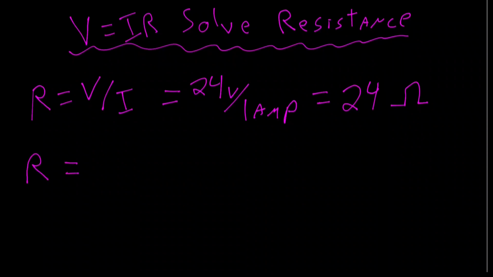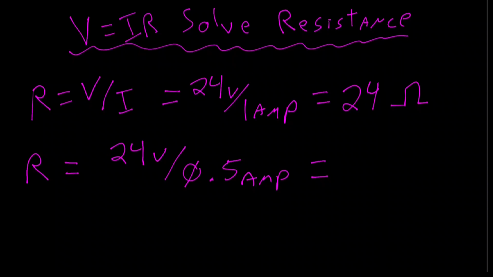So let's keep the voltage the same, 24 volts. But this time we're going to reduce the current. And we're going to cut it in half, in fact. So it's going to be 0.5 amps. So 24 volts and half an amp. So we've kept the voltage the same, but we've decreased the current.